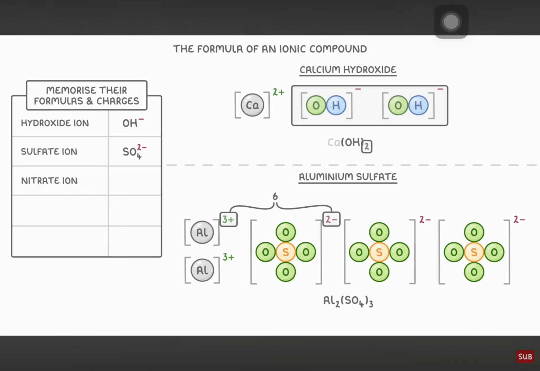Now, just like hydroxide and sulfate ions, there are a few other ions worth knowing, such as the nitrate ion, which is NO3-, the carbonate ion, which is CO3 2-, and the ammonium ion, which is NH4+. It's probably worth noting these down or taking a screenshot, as it would definitely be easier if you just remember these ones.